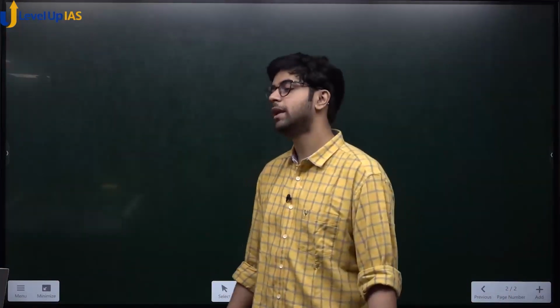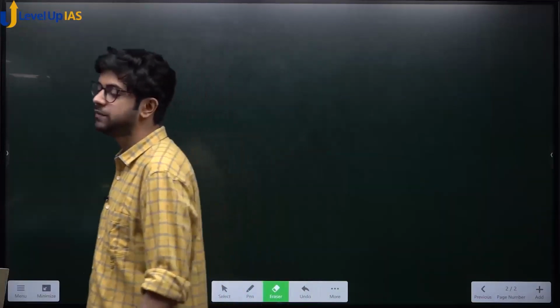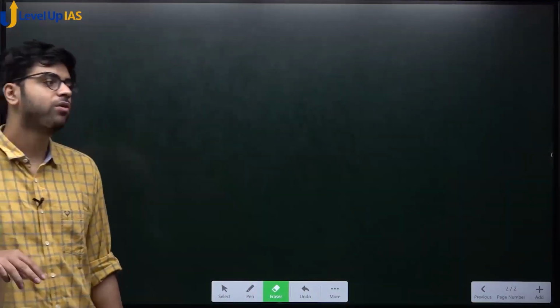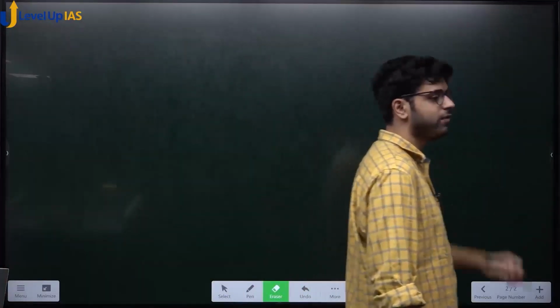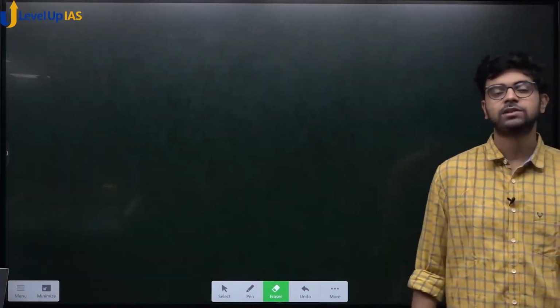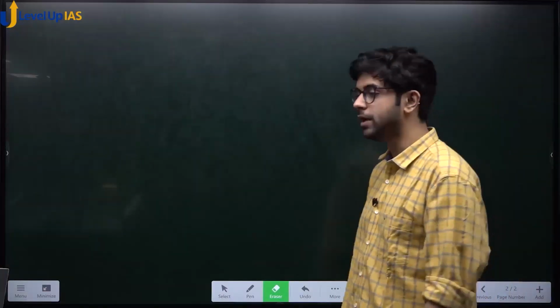Then after going to the market, they go to RBI. RBI gives something. What is the window called? I had written it in pink here. What is the window called? It is called Ways and Means Advances, WMA. Okay?